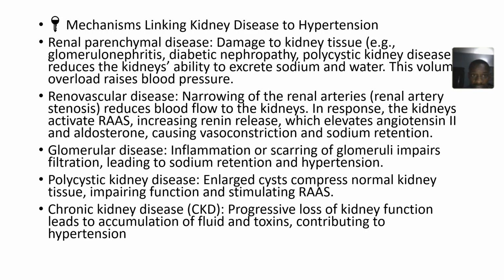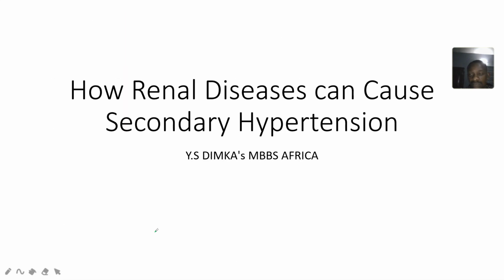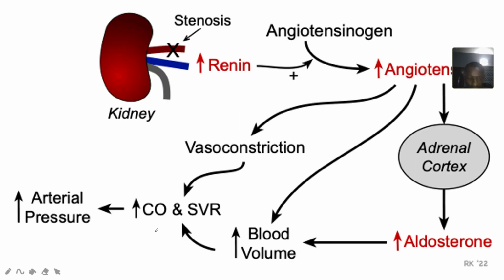We'll quickly try to look at kidney diseases in general, and how renal diseases can cause secondary hypertension. We said that with secondary hypertension, you're having hypertension because there's an underlying issue. You can have an underlying issue of renal disease, and we're trying to look at the different renal diseases that could result in secondary hypertension.